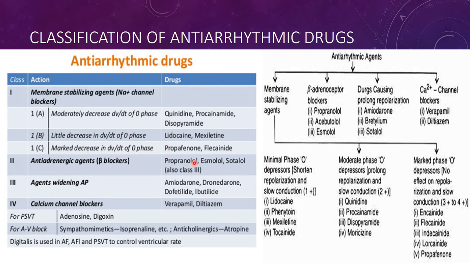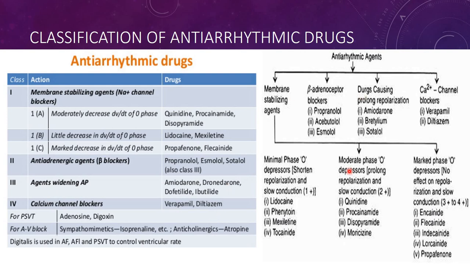And these are the names of the drugs: quinidine, lidocaine, propafenone. These are the common drugs. Anti-adrenergic drugs, as you all know, are propranolol, esmolol, sotalol. Agents widening the action potential are amiodarone, and calcium channel blockers. This is also known to you all, that is verapamil and diltiazem.